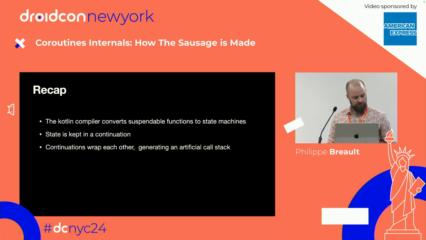And actually, yes, that's all we had for today. So we're back to the recap slide. Let's see what we covered. What I wanted you to get out of this talk is that the Kotlin compiler will convert your suspendable functions to state machines. These state machines will have a state. That state will be contained inside of a continuation. After this, those continuations will wrap each other to generate a call stack.